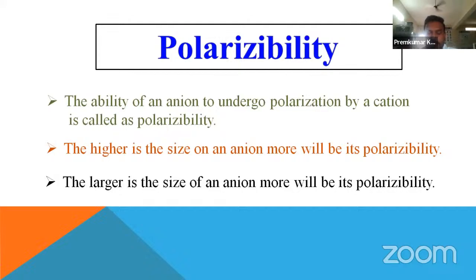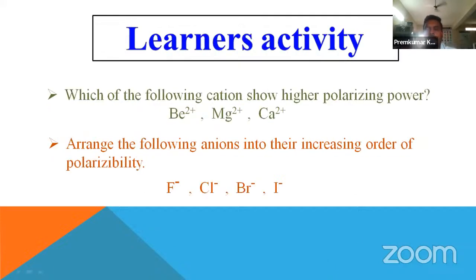Like this, my students will get clear points regarding all the terms involved in Fajans' rule. Again, this polarizability also depends upon the charge and size of the anion. The higher the size, the more the polarizability. Again, the larger the charge, its polarizability will be more. And after taking these three or four terminologies, I will ask my students some more questions to see how they understood the concepts.